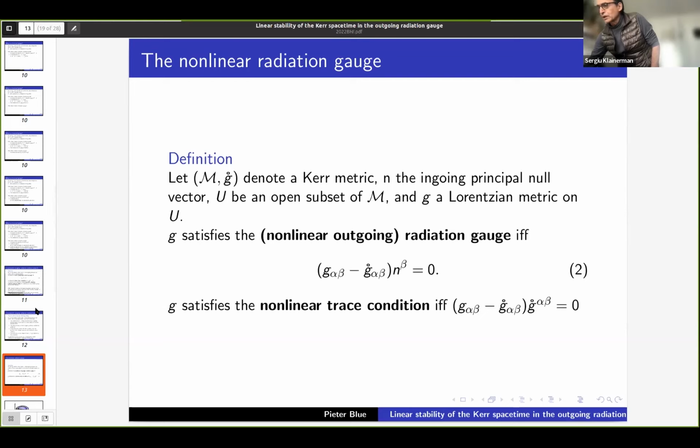Peter, can I ask a question? Please. So I don't understand condition 2. Do you have a system of coordinates for the nonlinear and the linear metric at the same time so you can compare?